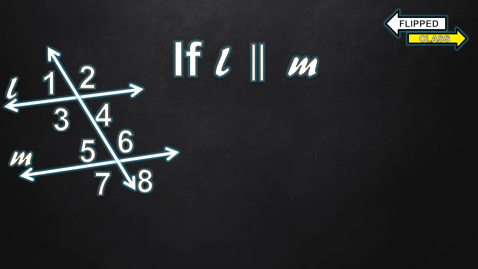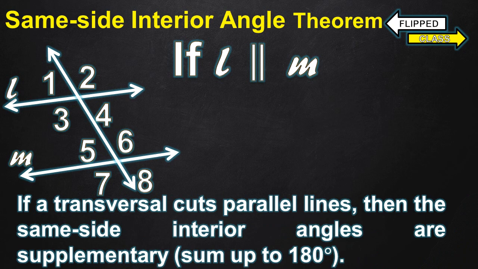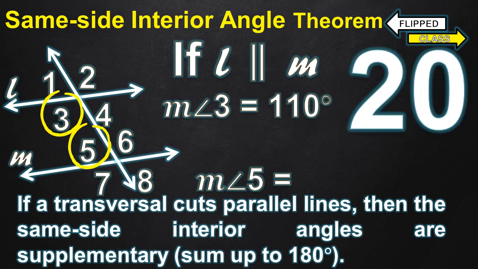Let's have the next relationship here that works only for same side interior angles. For same side interior angle theorem, if a transversal cuts parallel lines, then the same side interior angles are now not congruent but supplementary, or in short, they sum up to 180 degrees, such as angle 3 and angle 5. So if we are going to say that measurement of angle 3 is 110 degrees, we need to show that the measurement of angle 5 is something that is a supplement of 110 degrees. How do we show that this is true?